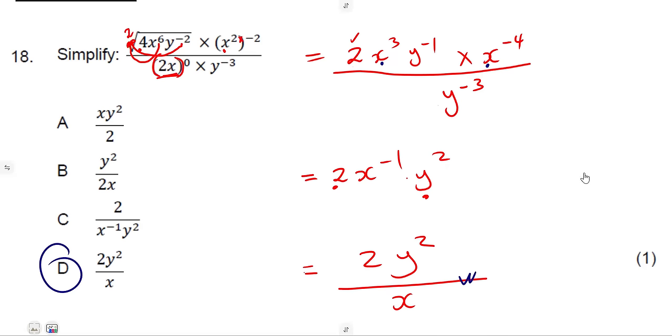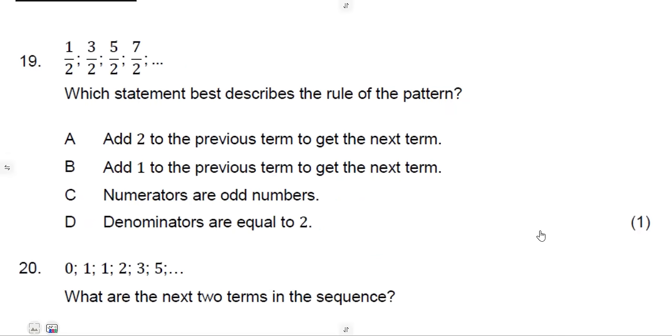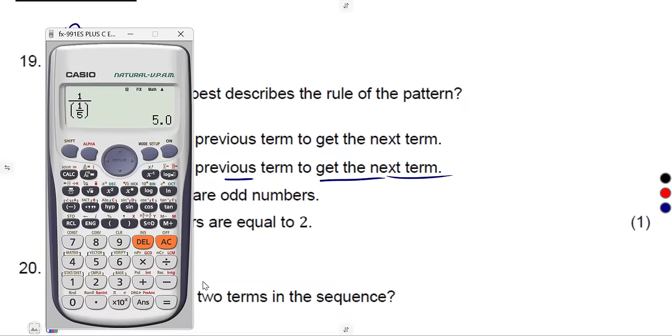Yeah, that's what we had on this one, a little bit direct from the approach. Yeah, you can use any approach. Which of these statements best describes the rule of the pattern? Add the 2 to these guys. Okay, you just test and see. But without wasting time, guys, it was just a matter of adding 1. Add 1 to the previous term to get the next. You add 1 here and see if you're going to get this, guys. This one was just test, okay?